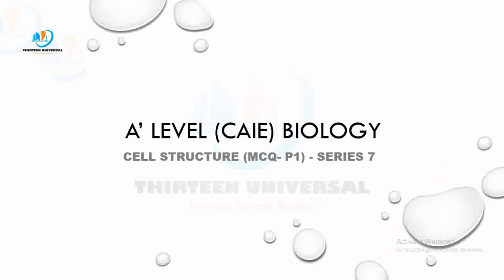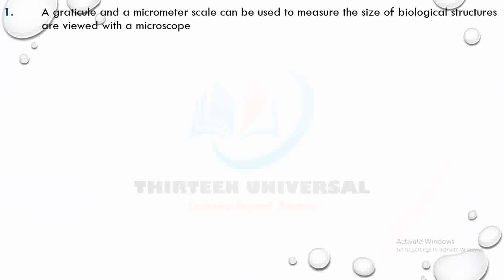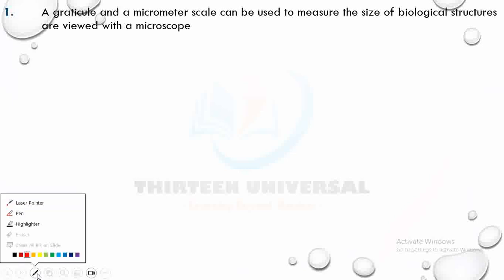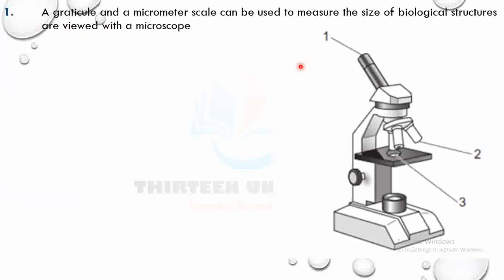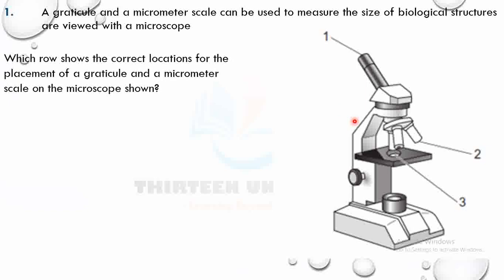So get your writing materials. Let's solve some questions. The first one says here, of course you can read with me: a graticule and a micrometer scale can be used to measure the size of biological structures when viewed with a microscope. So let's look at it. You can see this microscope. All right, let's see the question.